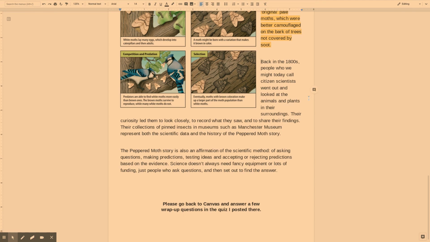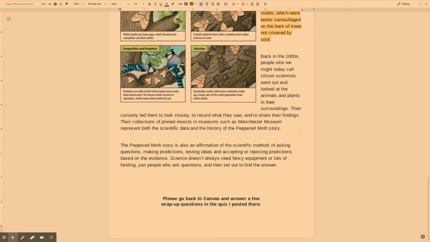Back in the 1800s, people who we might today call citizen scientists went out and looked at the animals and plants in their surroundings. Their curiosity led them to look closely, to record what they saw, and to share their findings. Their collections of pinned insects in museums, such as the Manchester Museum, represent both the scientific data and the history of the peppered moth story. The peppered moth story is also an affirmation of the scientific method of asking questions, making predictions, testing ideas, and accepting or rejecting predictions based on the evidence.